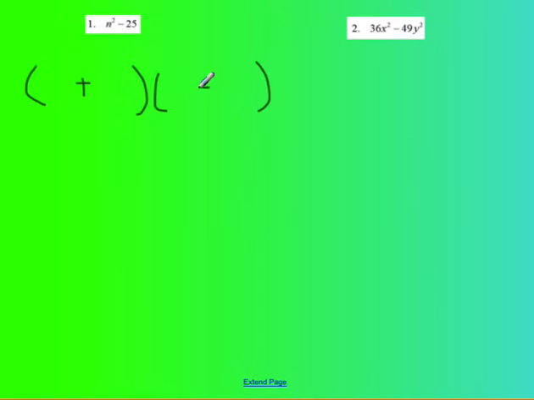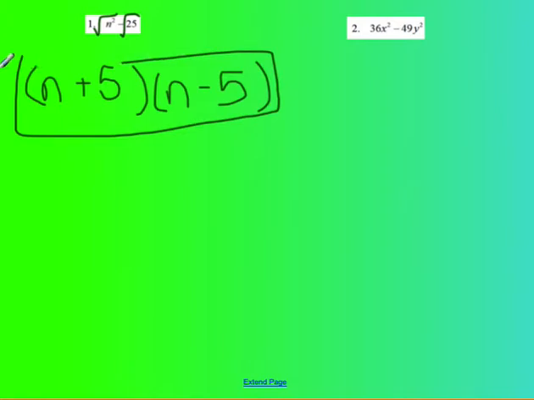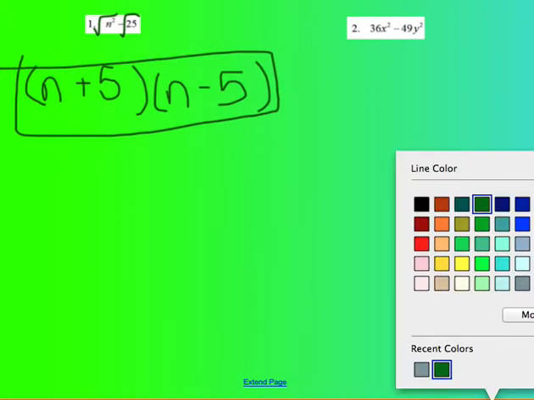The first thing I'm going to do is take the square root of the first term. Well, the square root of any letter squared is just that letter. So the square root of n squared is just n. So I'm going to put that in the first spot of each parenthesis. Then I'm going to take the square root of 25. Well, the square root of 25 is going to be 5. So I'm going to put 5 in each of my parentheses. And this right here is your factored form. So it saves you the work of having to do the x method because you can use this little trick.